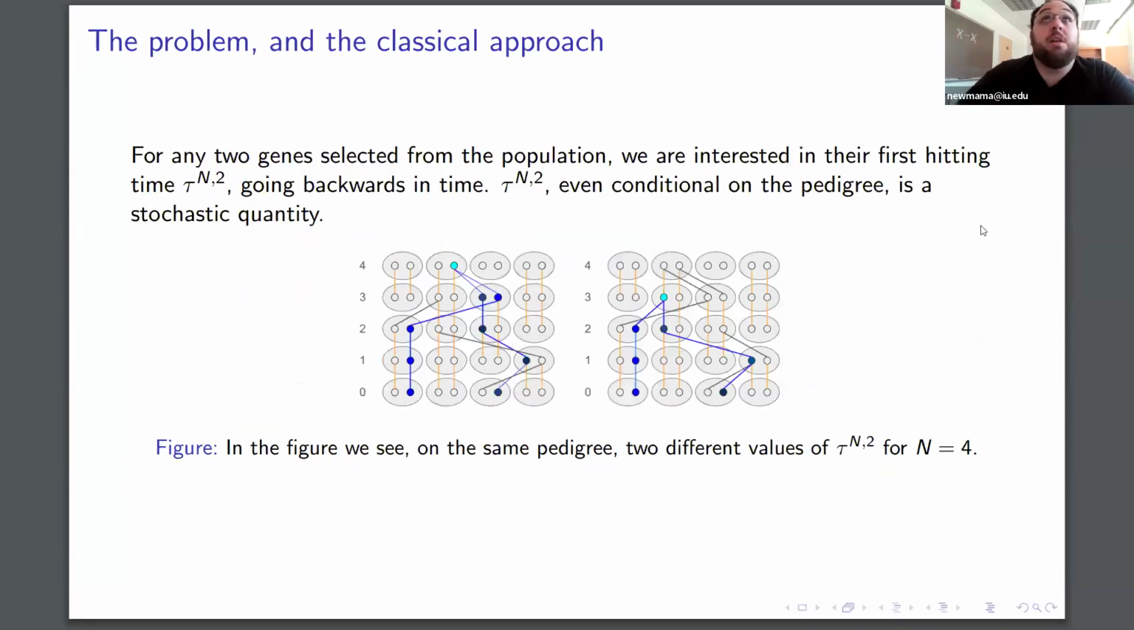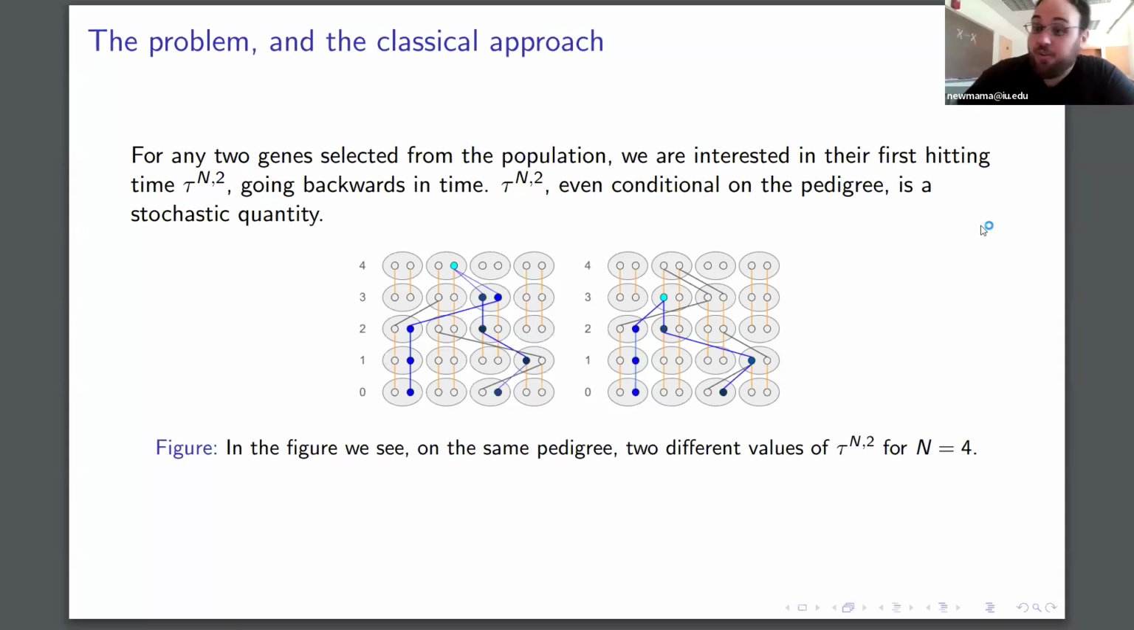How does this Mendelian randomness affect things? Well, if you consider taking a sample of two genes from the population and you trace backwards in time to the time that they coalesce, even if you know the pedigree, even if you know the history of the parentage of all the population, it's still random, right? So knowing the pedigree isn't enough to know the coalescence time, right? So we're interested in understanding the limiting distribution of this coalescence time.